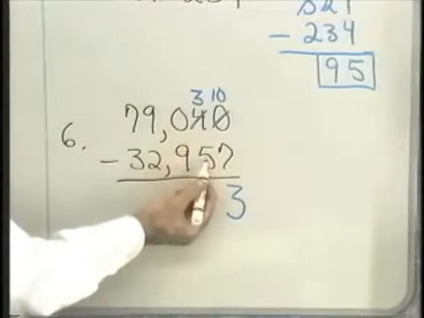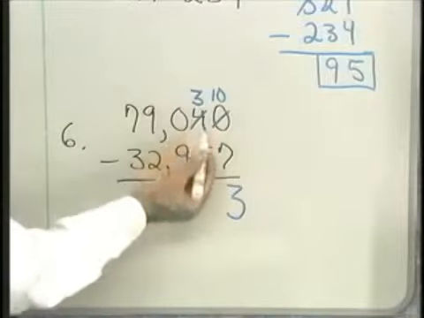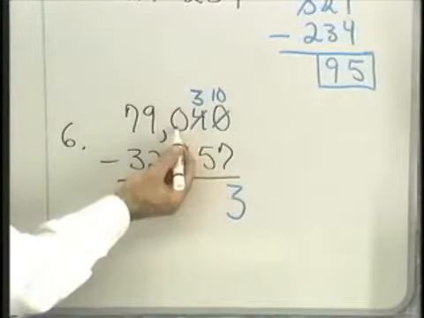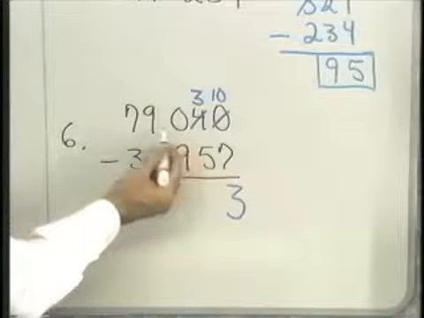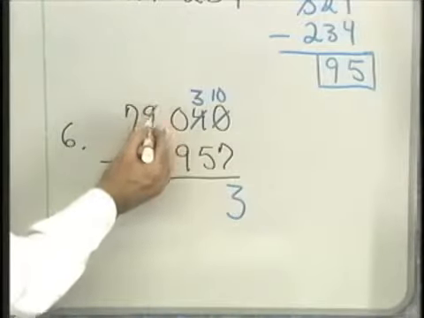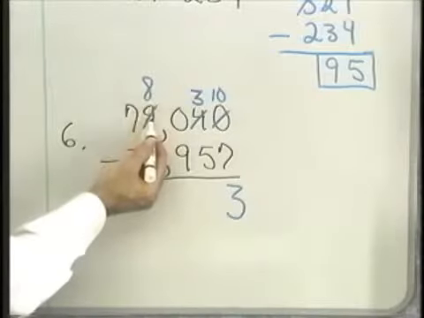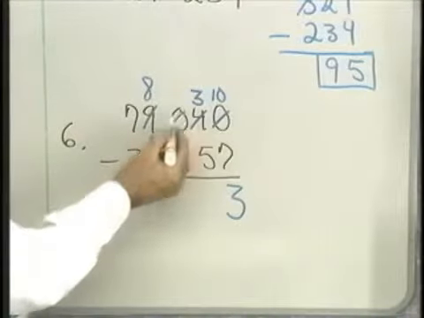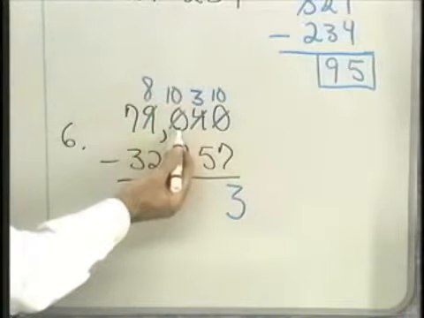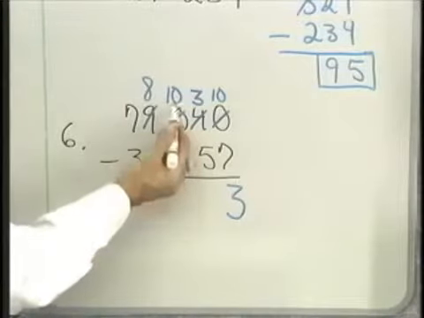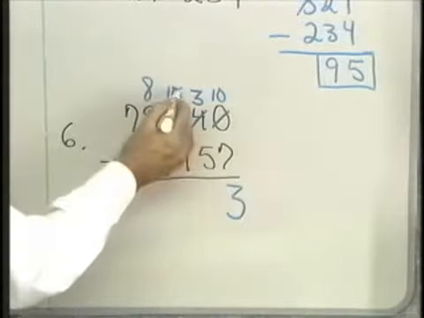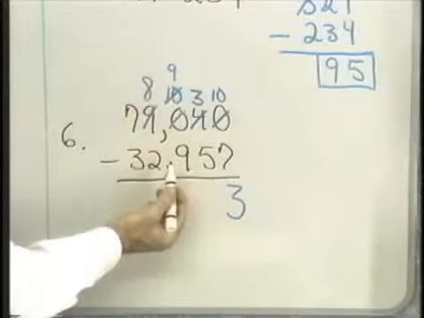Next I have 3 subtract 5, which I can't do because 3 is less than 5. So I go to the next column. I have 0. So I go to the next column over here, and I'll borrow one of these thousands. So now I have 8 thousands left. That gives me 10 hundreds over here. That's the same as 1,000, 10 hundreds. Now I can borrow one of those. That gives me 9 hundreds.